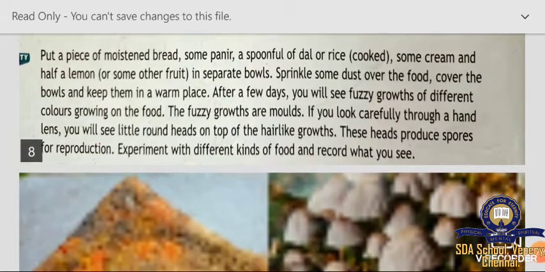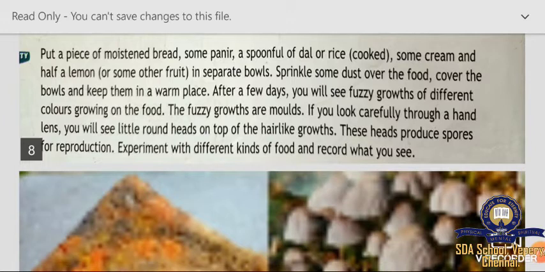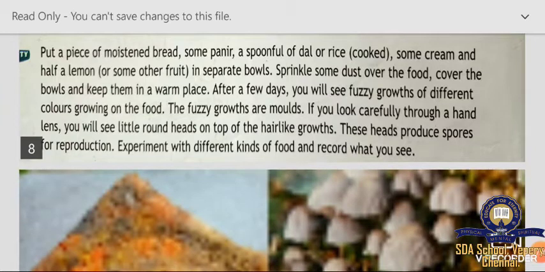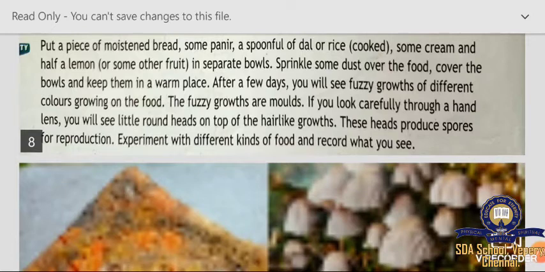Put a piece of moistened bread, some paneer, a spoonful of dal or cooked rice, some cream and half a lemon or some other fruit in separate bowls. Sprinkle some dust over the food. Cover the bowls and keep them in a warm place.